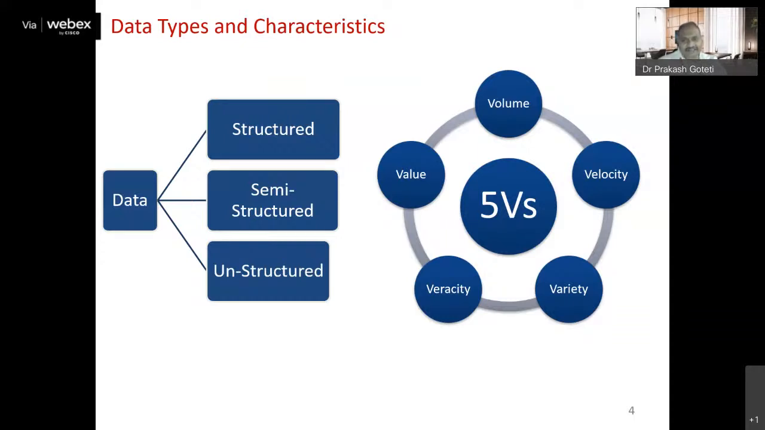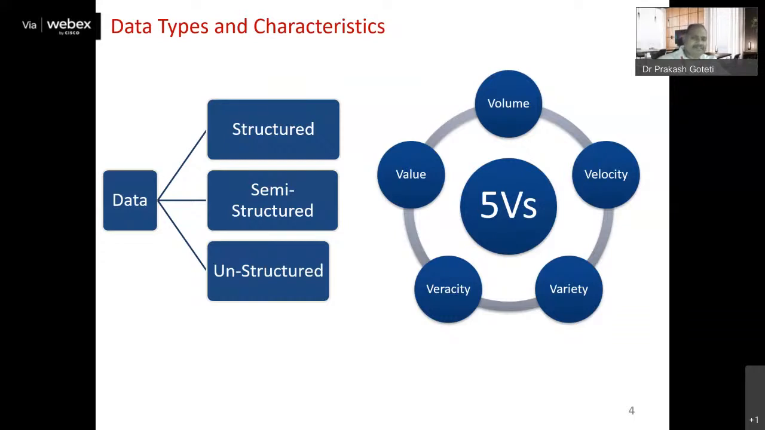That means you're looking at a large volume of data which is coming at a very fast rate. For example, data generated from IoT devices and data from sensors, right? These are all typical examples of velocity.